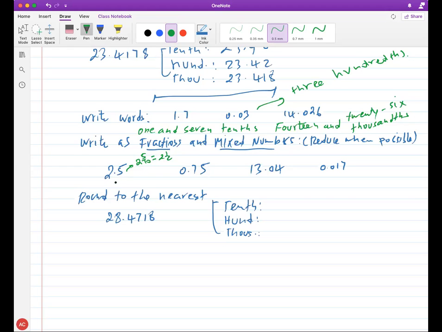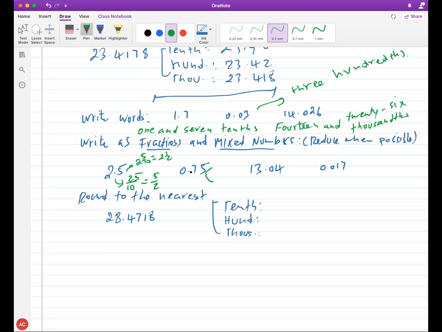Okay. And as an improper fraction, if you move the decimal, it will be 25/10. That's right. And you can reduce this at least by 5, right? And 5 halves, 5 over 2. Very good.